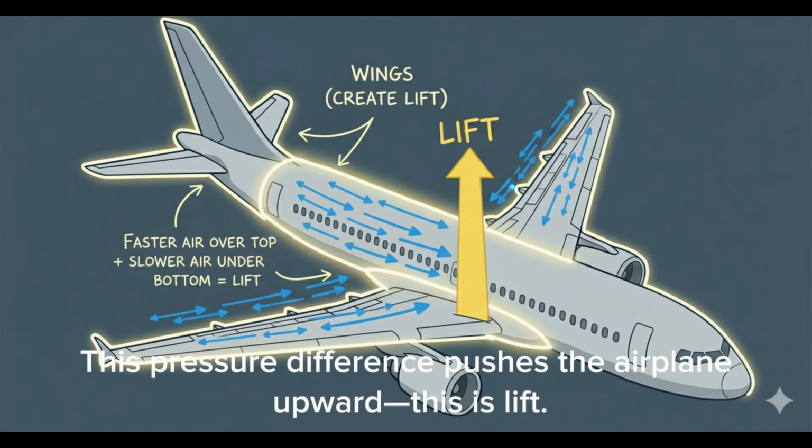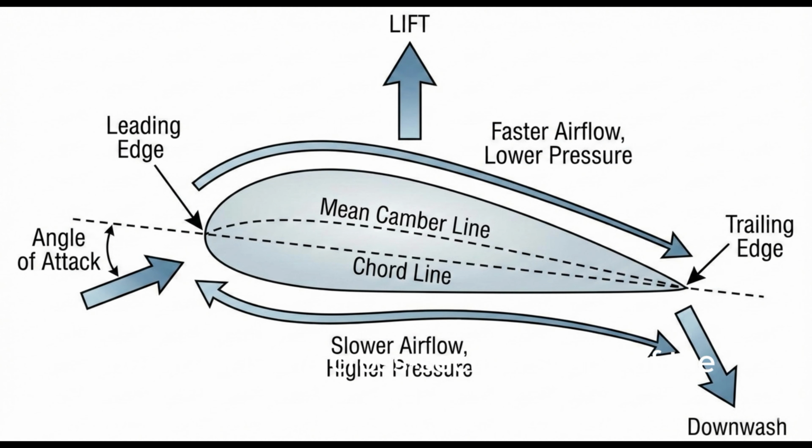This is lift. The airfoil is the cross-section shape of the wing. Key parts: leading edge, front of the wing; trailing edge, back of the wing; camber, curve of the wing; thickness affects strength and drag. More camber equals more lift, but more drag.